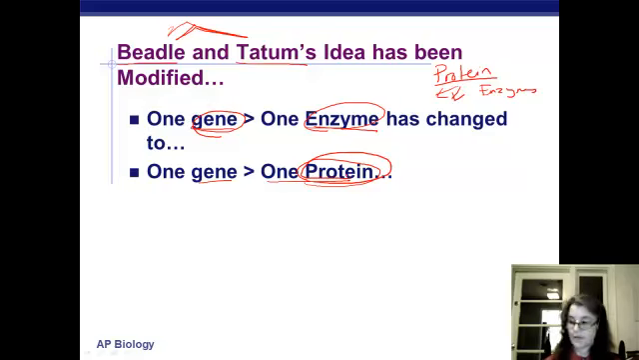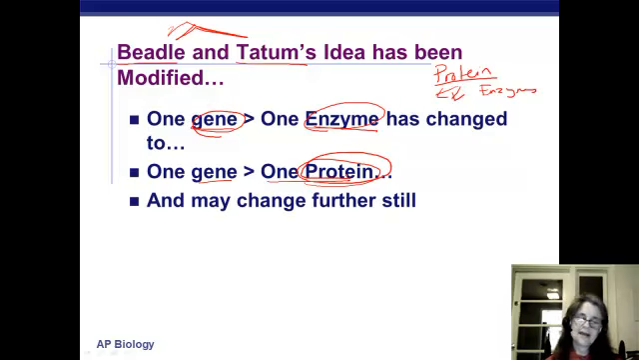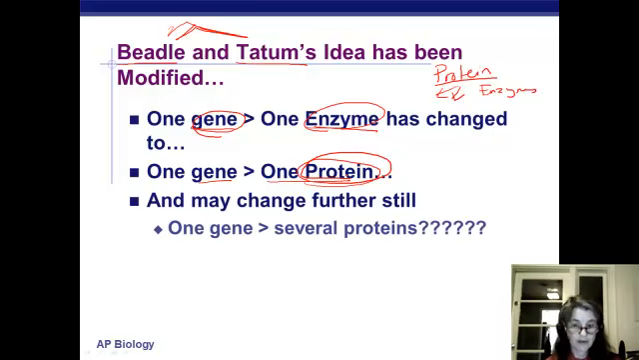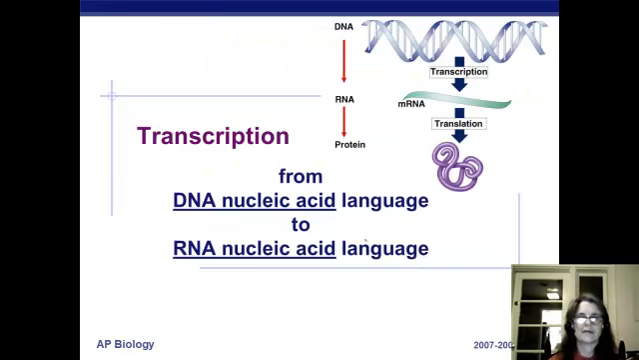So genes code for proteins in general, and this may change even further still as we learn more and more about genes and how they work. In fact, we are figuring now that one area on the genome, on the genetic code, can actually code for several different proteins, which is a little mind-boggling, but we'll talk about that.